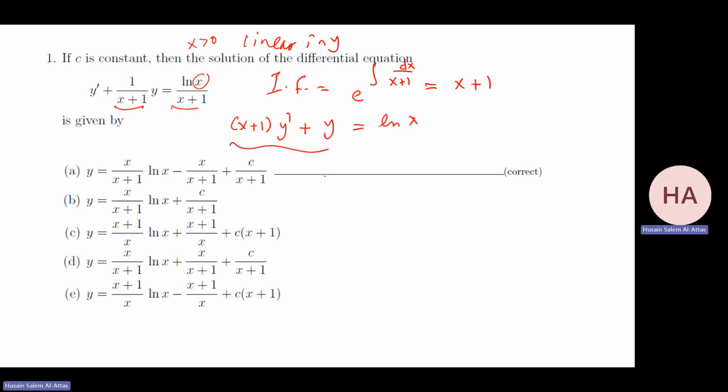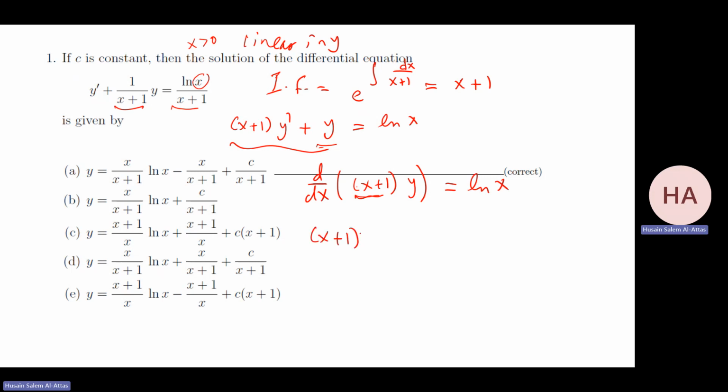This should be written in this way, d over dx of x plus 1 times y equals ln x, just to check. This will be x plus 1 y prime, which is dy by dx, plus the derivative of x plus 1, which is 1 times y, which matches this side. Everything is okay now. Integrate.